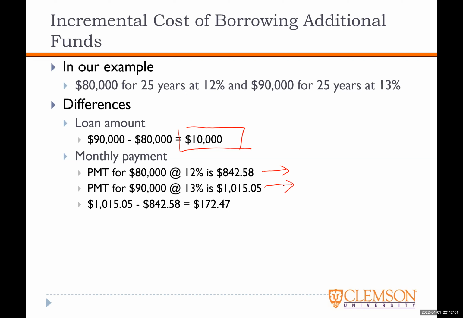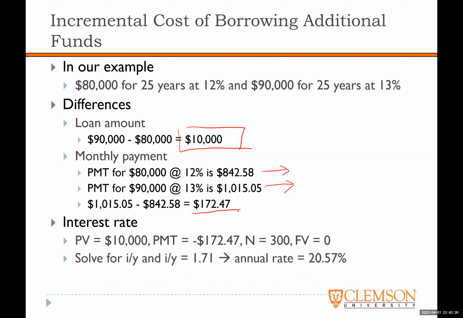So now we calculate the difference in monthly payment, which is $172.47. So if you borrow the $90,000, you would pay $172 more every month. So what do you get for paying the additional? Well, your initial cash is $10,000 more for choosing the $90,000. So now we would calculate the IRR for borrowing the additional $10,000.